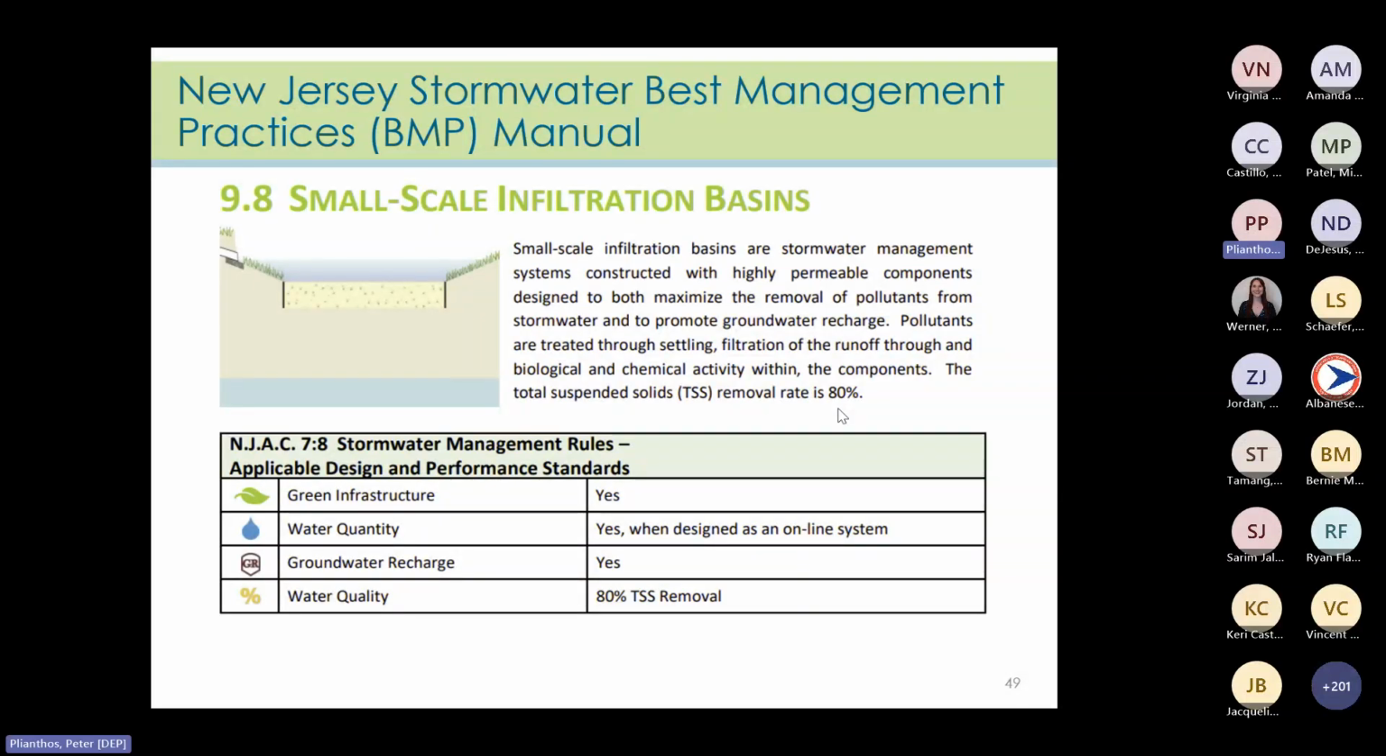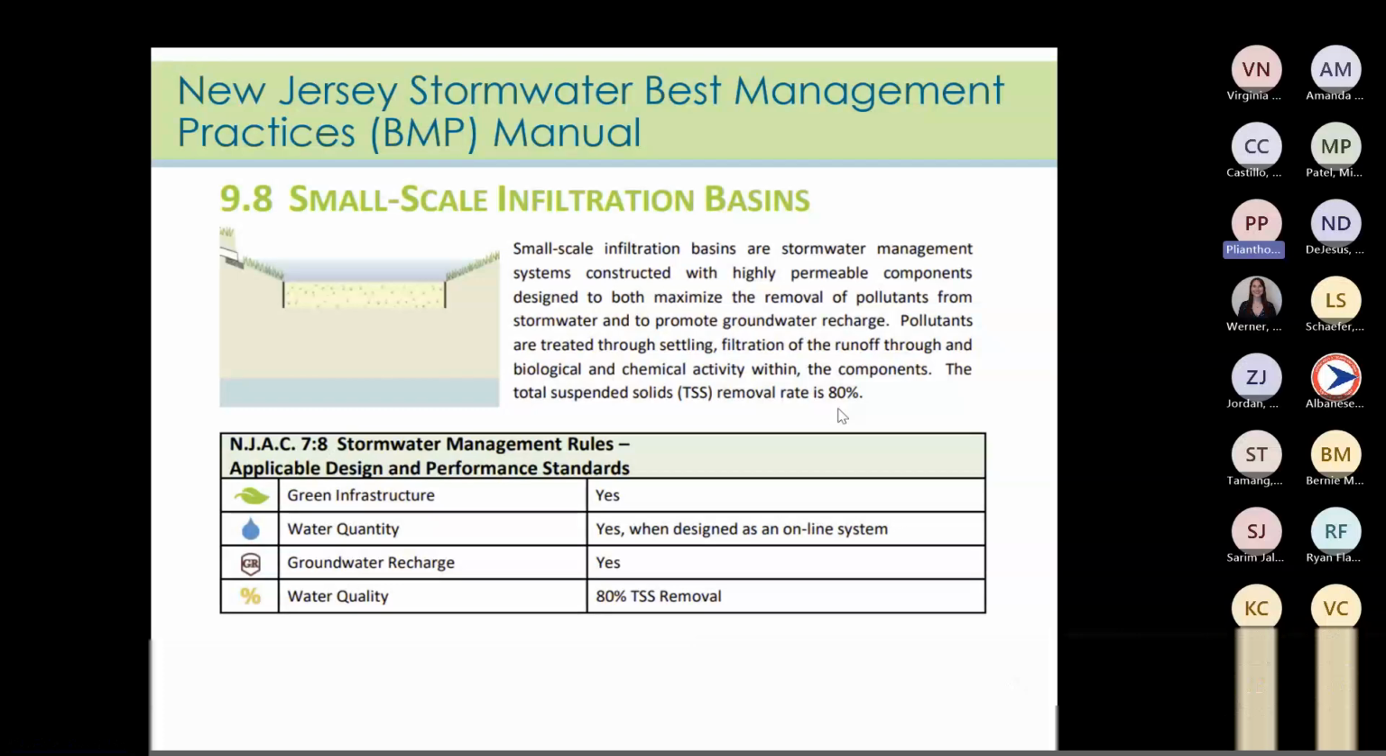In this case, the small-scale infiltration basin, when designed in accordance with all the design criteria in the chapter, is approved as a GI BMP. It can be used to address stormwater runoff quantity control when designed as an online system. It can be used to meet the groundwater recharge requirement, and it has a TSS removal rate of 80%. The other tables below this first table, although not shown here, provide additional design criteria explained in the chapter.